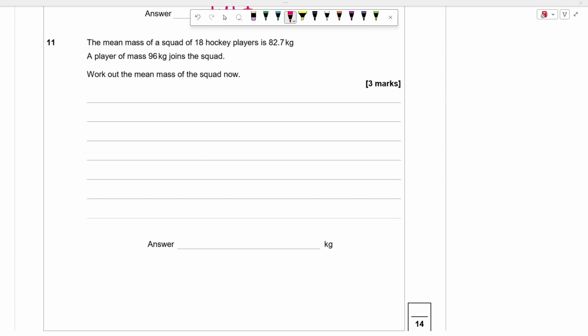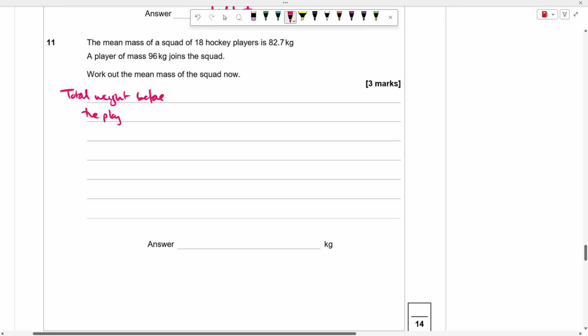Then moving on to question 11, it says the mean mass of a squad of 18 hockey players is 82.7 kilograms. A new player of a mass of 96 kilograms joins the squad. What is the mean mass of the squad now? First things first, we need to work out the total weight before the player joined. To do that, we multiply the number by the mean.